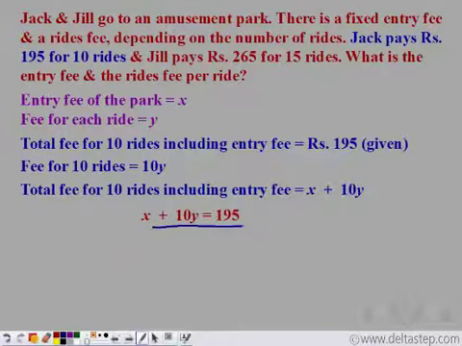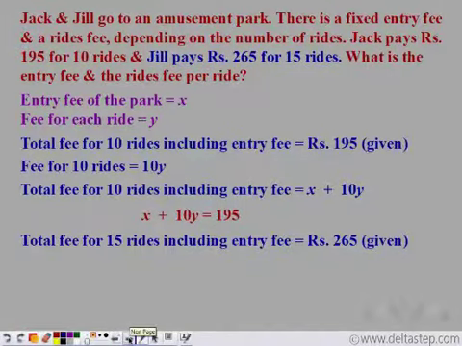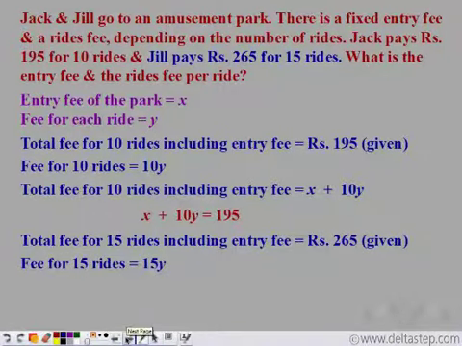Now, what else is given to us? Jill pays rupees 265 for 15 rides. So total fee for 15 rides, including entry fee, is rupees 265. Now Jill takes 15 rides. So fee for one ride is y. So what will be the fee for 15 rides? It will be 15y. So fee for 15 rides is 15y.